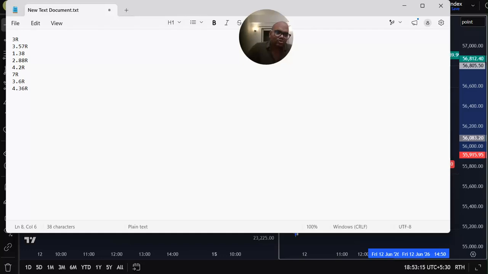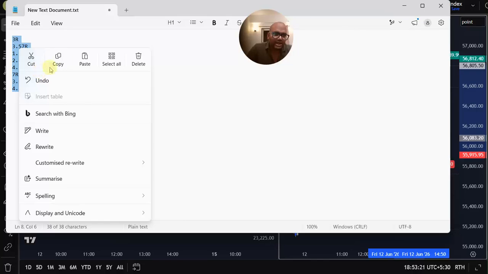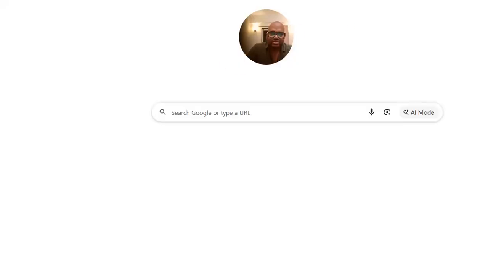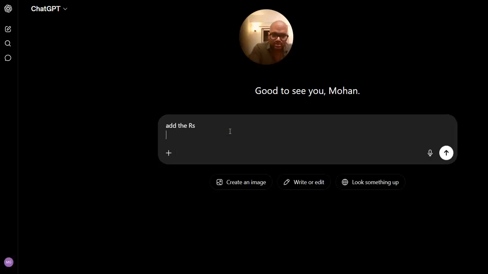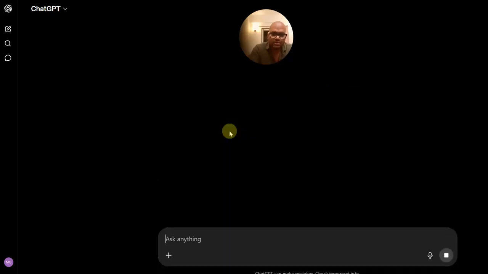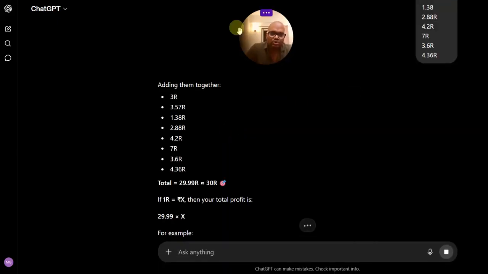R. So if you count all these trades and add these, I'll go to ChatGPT and say add the R's. So 30R.